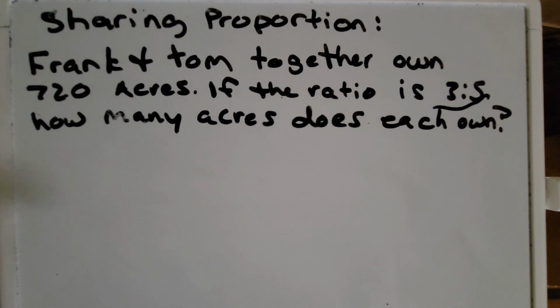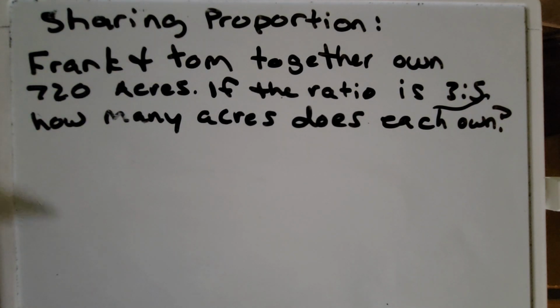So Frank and Tom together own 720 acres. If the ratio is 3 to 5, how many acres does each own, right? So in order for us to do this, we need to understand which portion is equal to 1, essentially, so that we can know what the 3 to 5 even means, right?